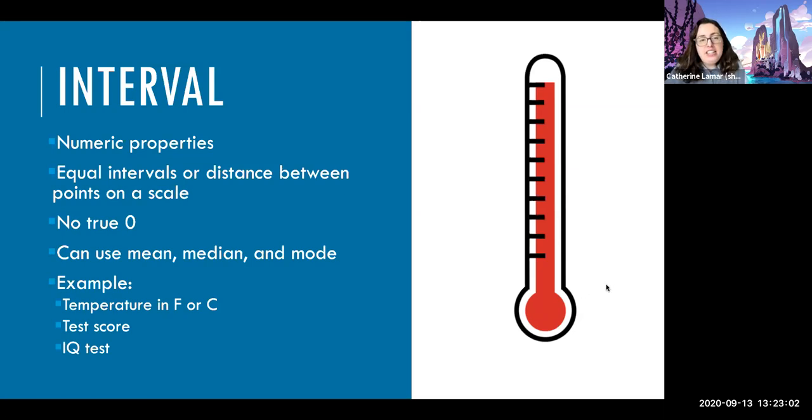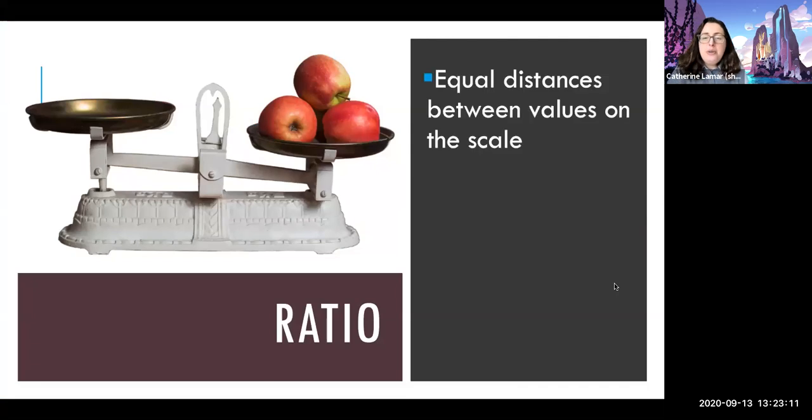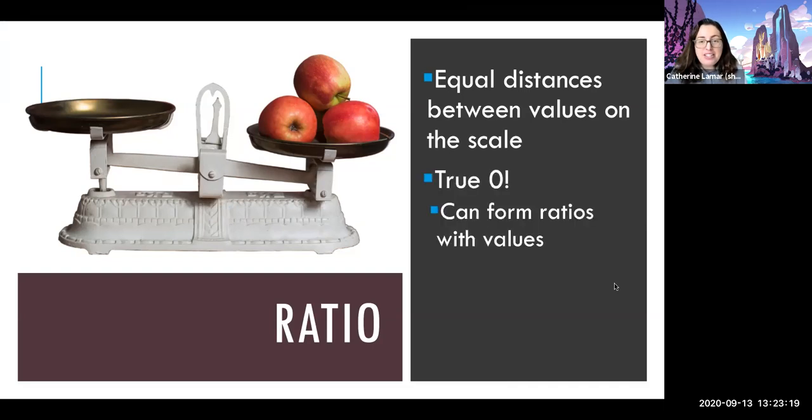But the type of measurement scale that has all of the properties that we could need for statistical analyses would be a ratio scale. With a ratio scale, there's equal distances between values on a scale, just like with an interval scale. But a ratio scale also has a true zero. That means that a score of 0 indicates the absence of that variable. Again, the true zero is sometimes called an absolute zero. When we have an absolute zero, we can form ratios with the values.